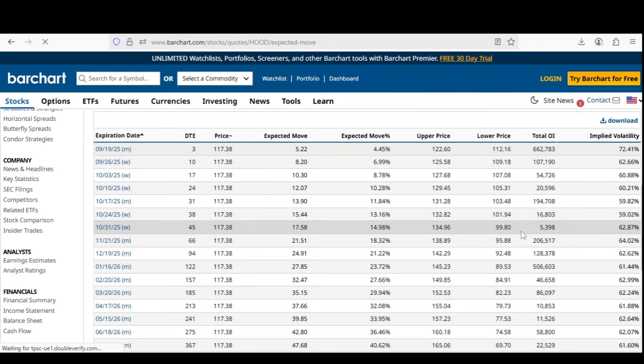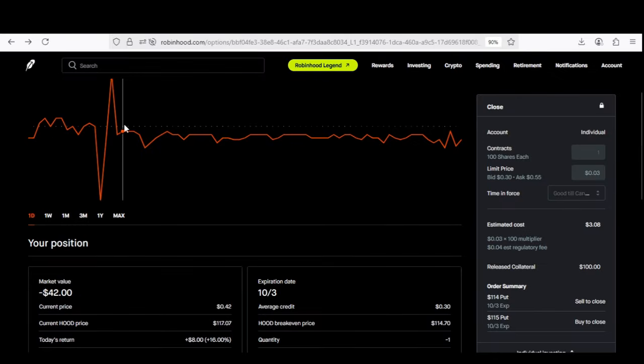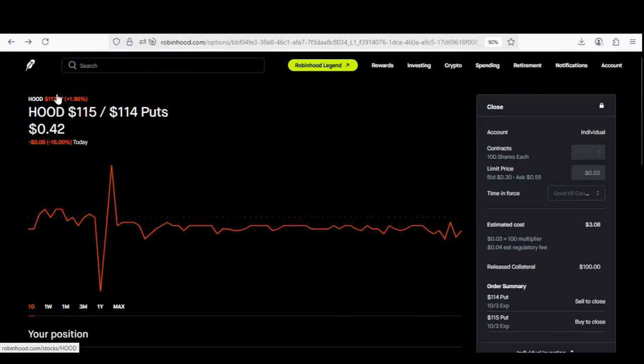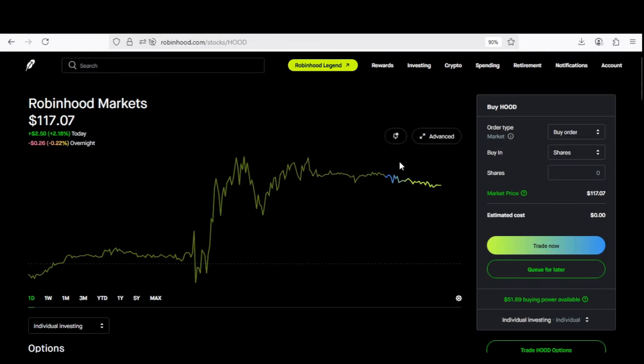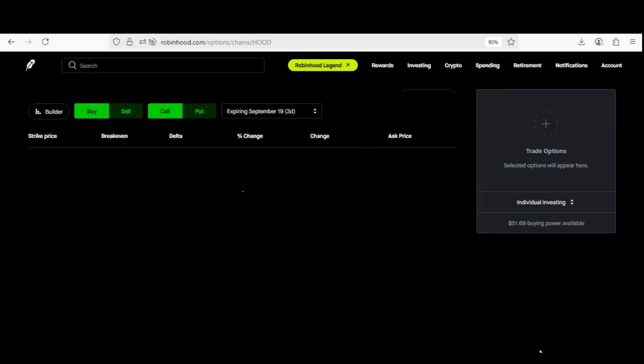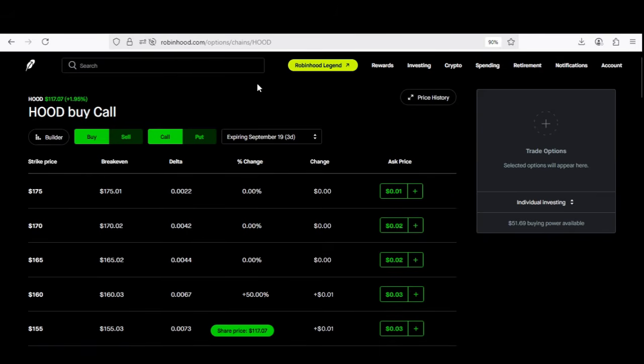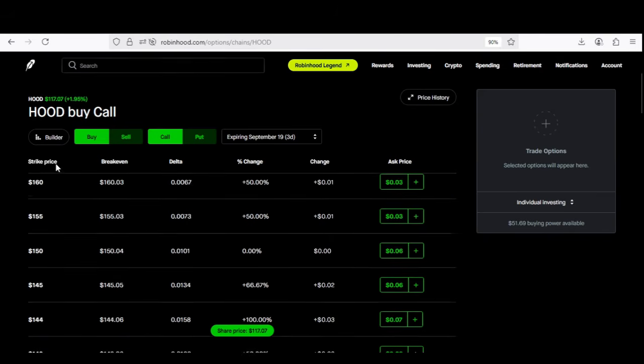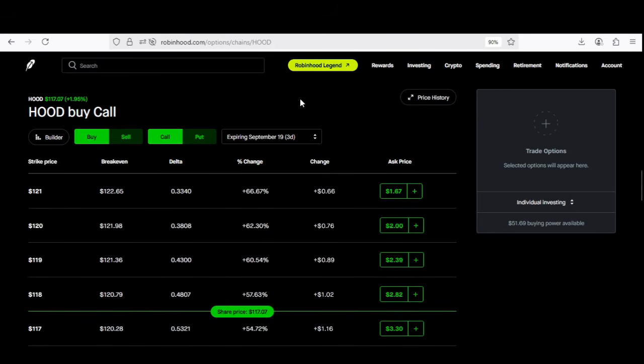Now, how are you going to use this information in order for you to choose your strike price? For that, let's go back to Robinhood and get back into the options chain. Okay, so let's go to trade HOOD options down to the bottom and open up our options chain. And you guys should know this by now. This down here is the options chain.